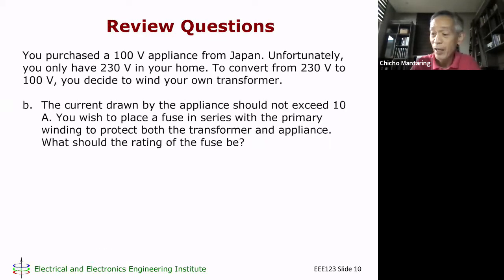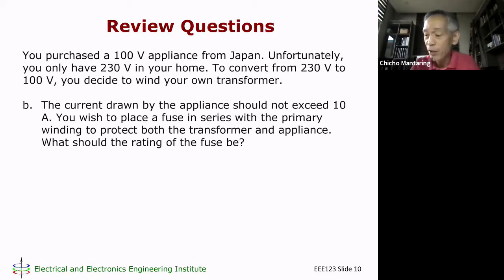Okay. Next question. The current drawn by the appliance should not exceed 10 amperes, and you wish to put a fuse in series with the primary to protect both the transformer and the appliance. What should the rating of the fuse be?